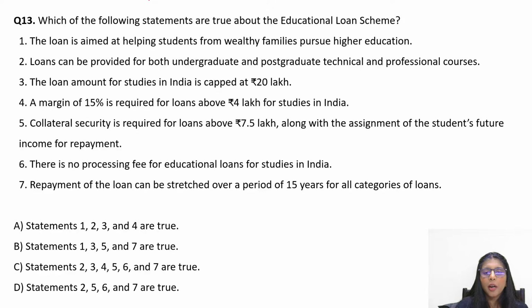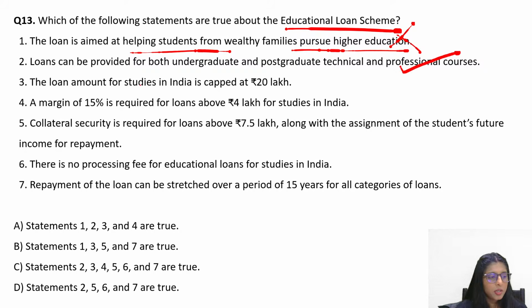Which of the following statements are true about education loan scheme? Education loan is aimed at helping students from wealthy families pursue higher education. No, it's incorrect. It is basically designed to help students regardless of their financial background. Loan can be provided for both undergraduate and postgraduate, technical and professional courses. Yes, correct. The loan amount for studies in India is capped at 20 lakhs. No, it's 10 lakh. 20 lakh is for abroad.